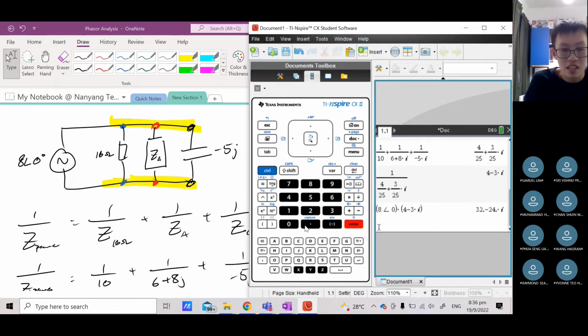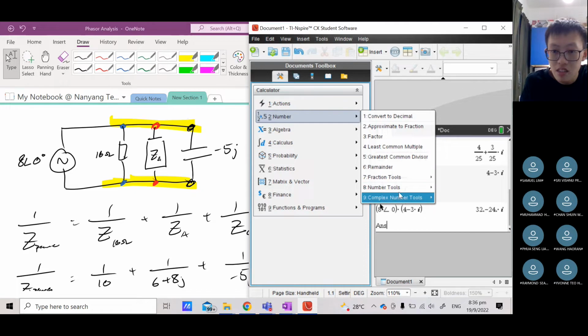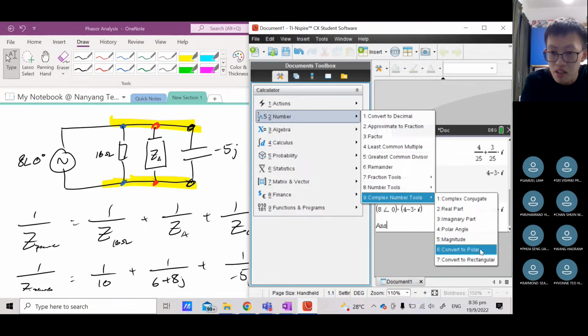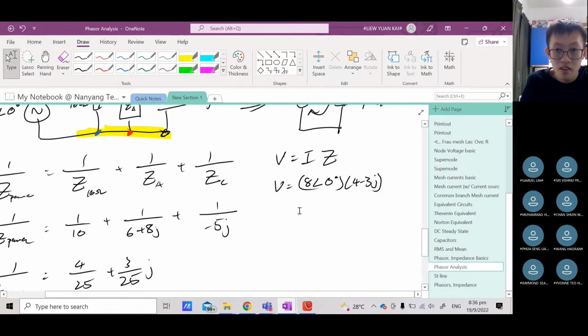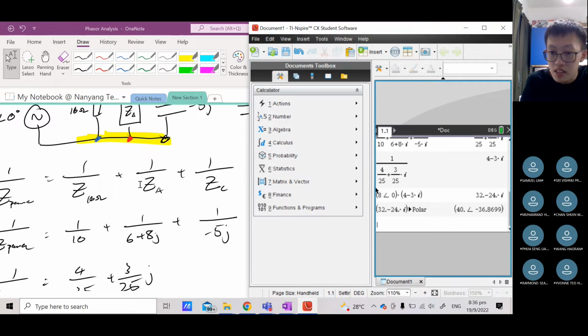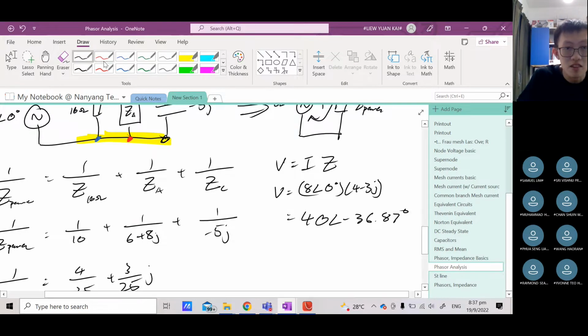I get this answer, but I don't like it in rectangular form because this is a source we're talking about, so I need to change it to phasor. So I take my answer and then I convert it to polar. Okay, I get this answer. So what's the answer? 40 at an angle of negative 36.87 degrees. Then I just change it back to the time domain, which is just writing it like normal time.